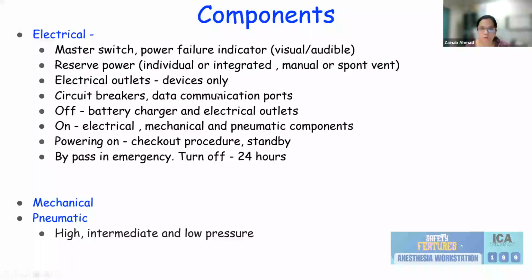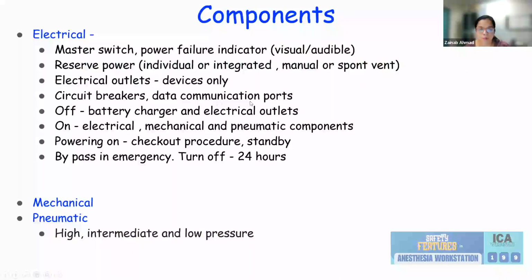Then there are electrical outlets, and it is recommended that only devices pertaining to the machine, for example, the ventilator and the monitor screen, should be connected to the electrical outlet, and no other external device should be connected to the back of the machine. The electrical outlets are mostly present on the back of the machine. So just go and have a look once on your own machine.